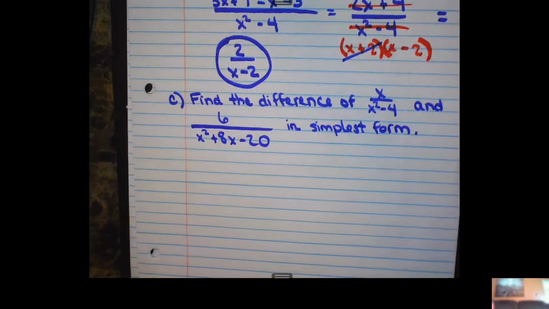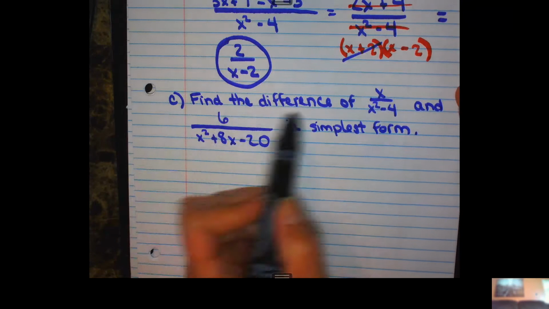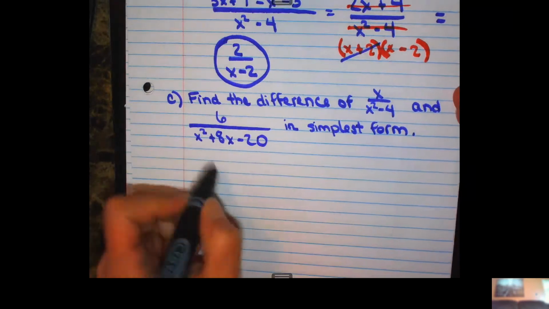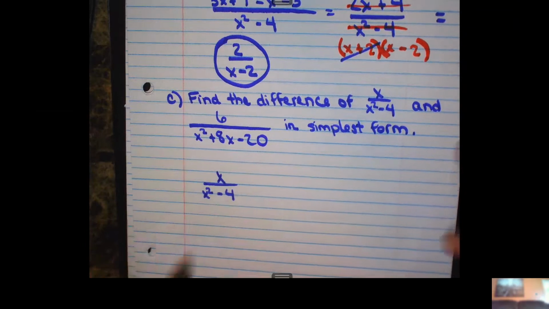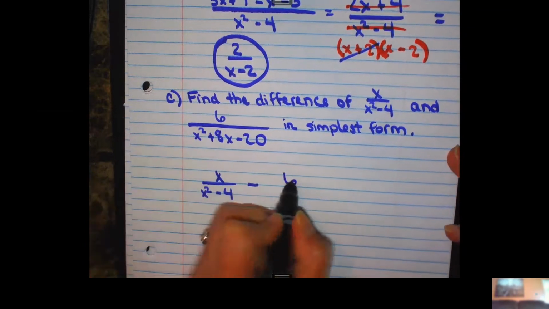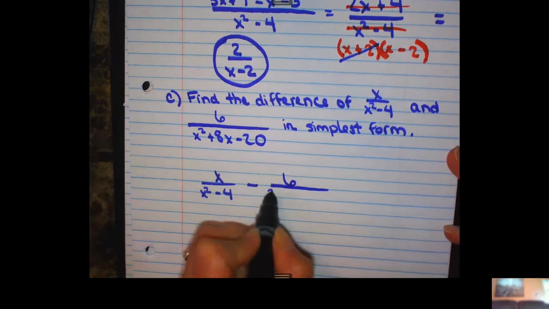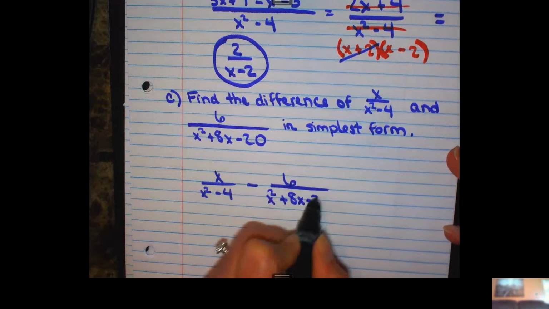All right, so difference means subtract. So I'm going to rewrite this as a subtraction expression. This one goes first because it just says find the difference. So I'm going to leave some room. I'm going to have my x over x squared minus 4. And then I'm going to subtract my 6 and my x squared plus 8x minus 20 after it.